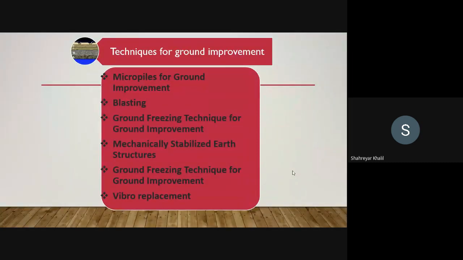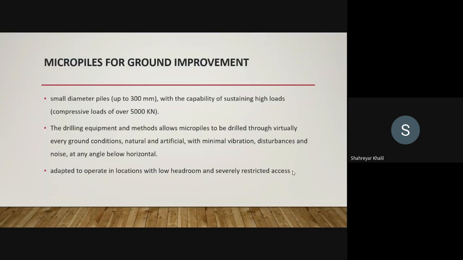These are the techniques that I will discuss in my presentation. That is micro piles for ground improvement. The next one is blasting, ground freezing technique, mechanically stabilized earth structure, and vibro replacement. So the first one is micro piles.